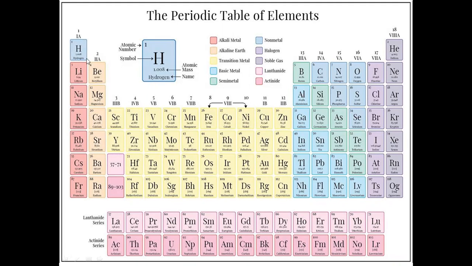What is an atom? An atom contains charged particles called electrons, protons, and neutrons. Where will be the electrons? Electrons will be revolving around the nucleus, whereas in the nucleus, protons and neutrons will be there, right?